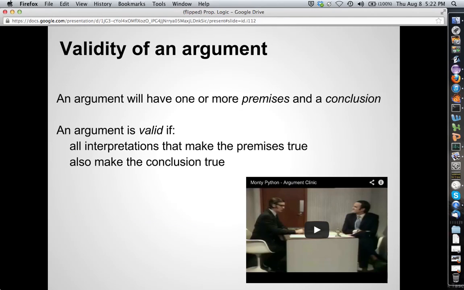So an argument will have one or more premises and a conclusion. And an argument's valid if all interpretations that make the premises true also make the conclusion true. So I'll say that again. All interpretations, in other words, all possible assignments of true or false to all of the sentences, all of those that make all the premises true also make the conclusion true.